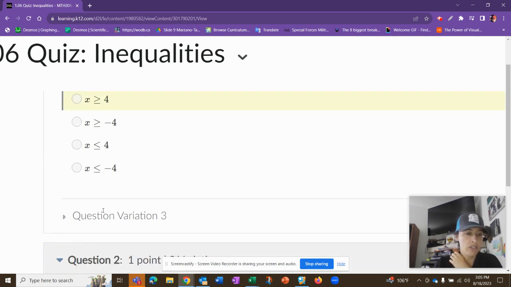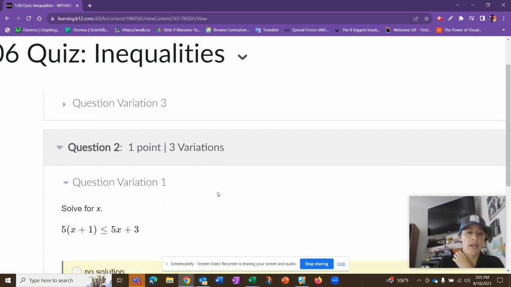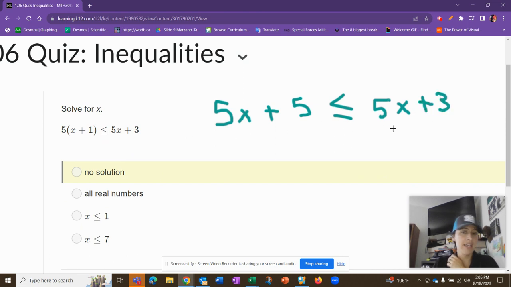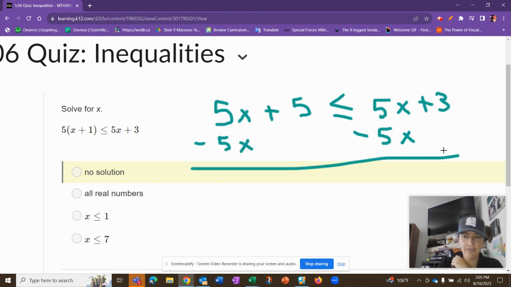Here we go. Let's go on to question 2. Solve for x. Ooh, it says no solution. Maybe we'll do more than one here. First things first, the distributive property. We get 5 times x, 5x. See right here? 5 times 1, 5, is less than or equal to 5x plus 3. We want to get the variables on one side. That's standard practice. So let's subtract 5x from both sides. Let's try to bring it over here to the left like we talked about.